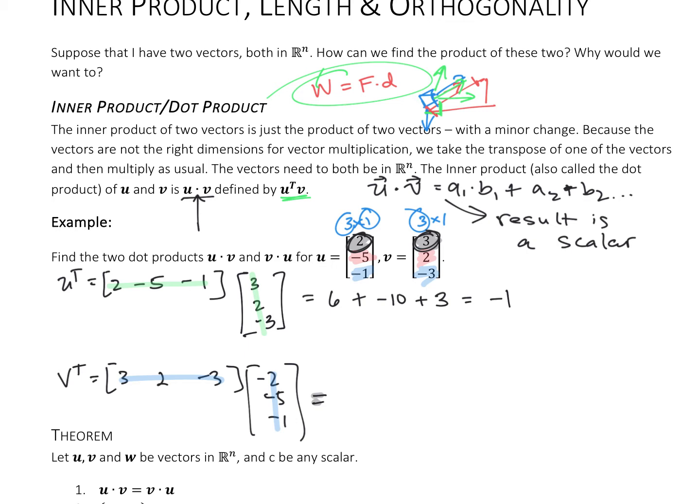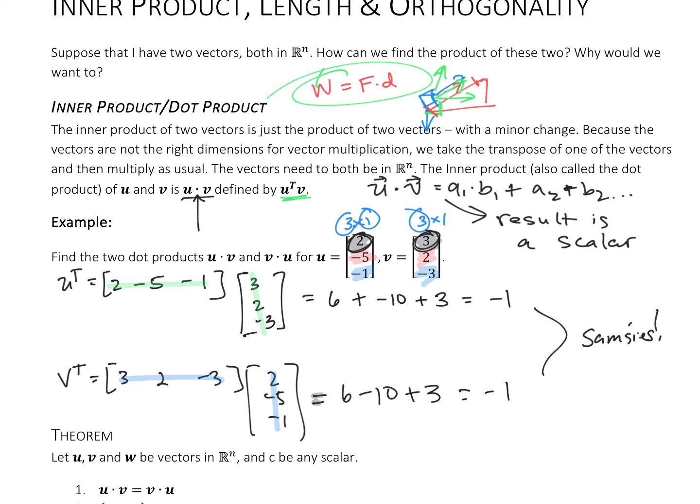So here we'd have 3 times, why did I put -2? Oh boy, that was going to really mess with things, wasn't it? All right, so 3 times 2 is 6. 2 times -5 is -10. -3 times -1 is +3. Oh, hey, look at that. Hey, samesies.